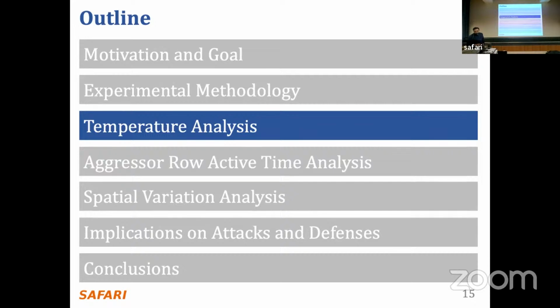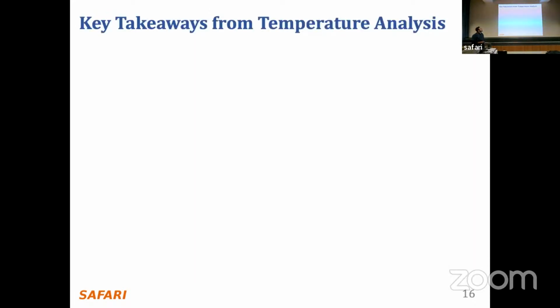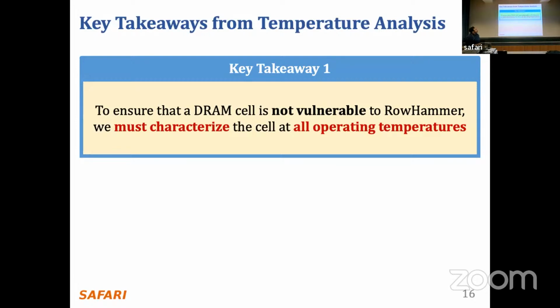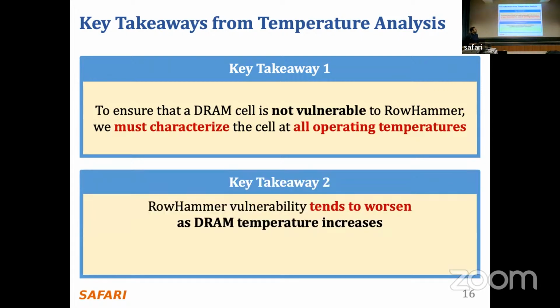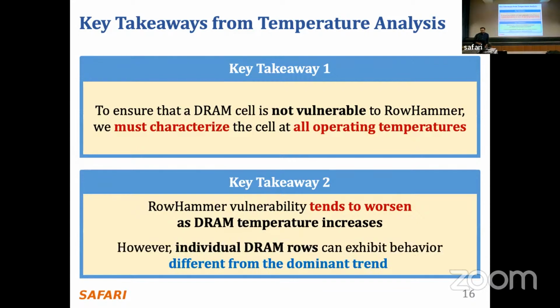So let's move on with the first set of tests, temperature analysis. Let's start with the first key takeaway. It says that to ensure that a DRAM cell is not vulnerable to RowHammer, we must characterize the cell at all operating temperatures. And it will be hopefully obvious in a little bit why. The second takeaway says that RowHammer vulnerability tends to worsen as DRAM temperature increases. However, there are some individual DRAM rows that can exhibit behavior different from the dominant trend.